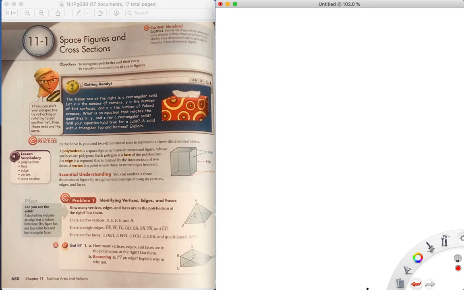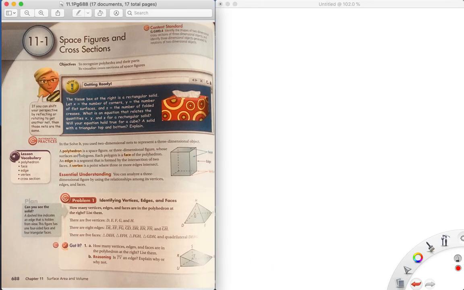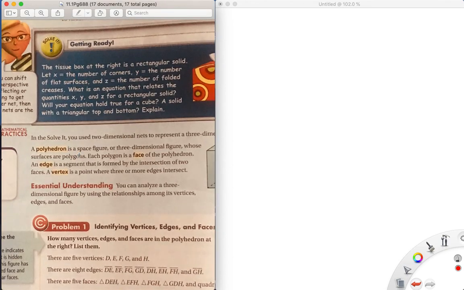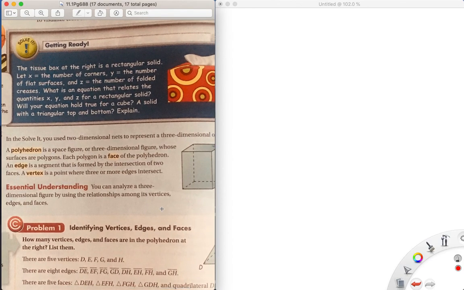The first definition they give us is that of a polyhedron. And here the book says that a polyhedron is a space figure or three-dimensional shape whose surfaces are polygons. Each polygon is a face of the polyhedron, and an edge is a segment that is formed by an intersection of two faces, and a vertex is a point where three or more edges intersect. Okay, polyhedron.